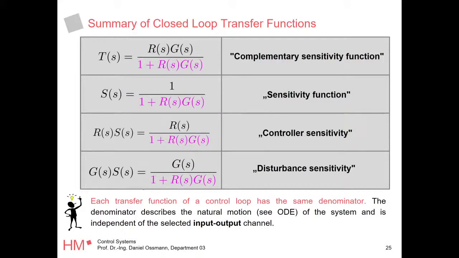And what you should realize is that they all have the same denominator, right? It's always 1 plus R times G. And the only thing which is changing is the numerator. Does that make sense? Think about it. It fully makes sense, because the denominator, which is always the same, characterizes the eigenbehavior.